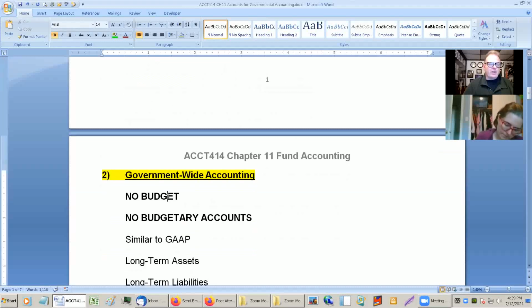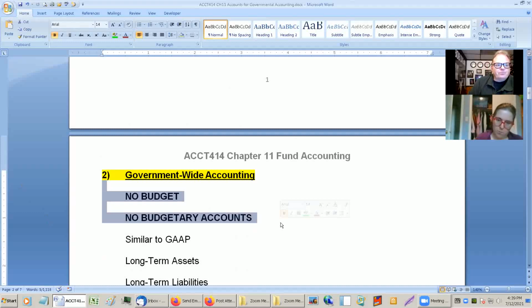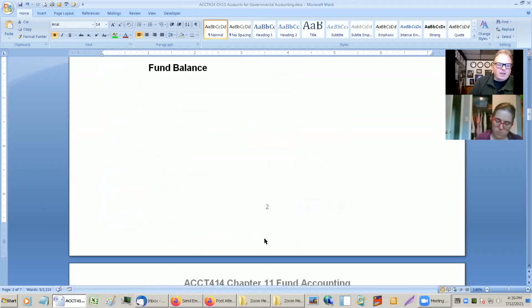Governmental accounting is just like our regular accounting. Do companies have budgets? Yeah, they have budgets, but they're not on the books. You don't look at the financial statements and see a budget. So there is no budget and no budgetary accounts for government-wide. So this is only for fund accounting.